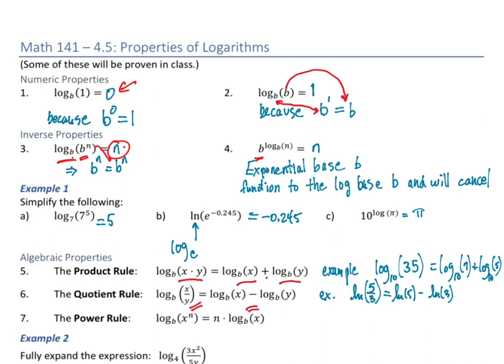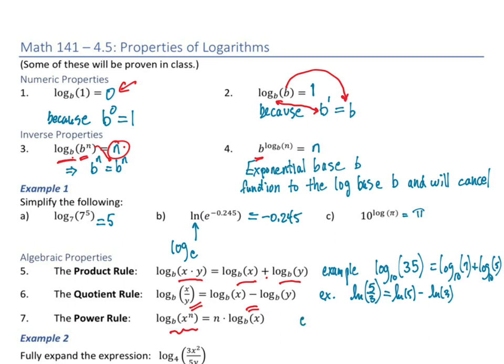Our last algebraic property is the power rule, in that if we have log base b of x raised to some kind of a power, so x to the nth, we can rewrite that as n times log base b of x. So it really just looks like that power n came down in front of the log, and it just left us with n times log base b of x.